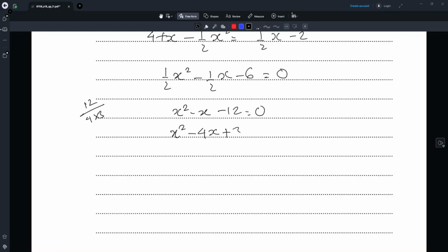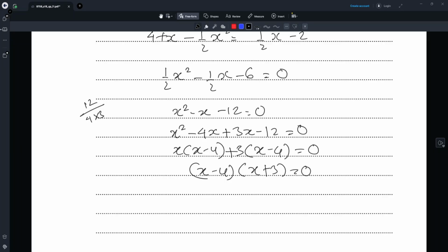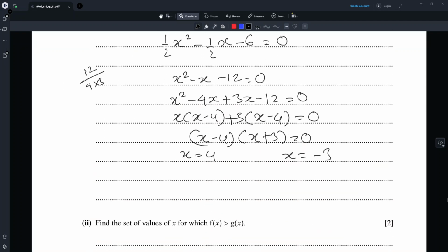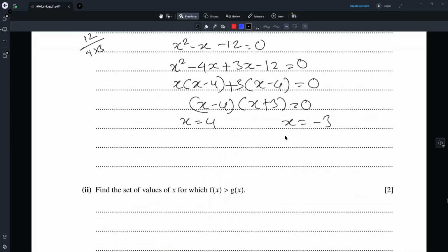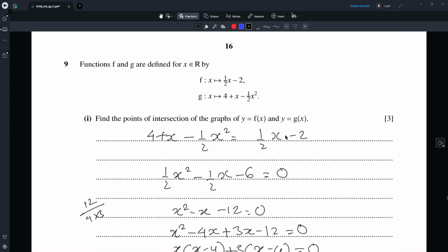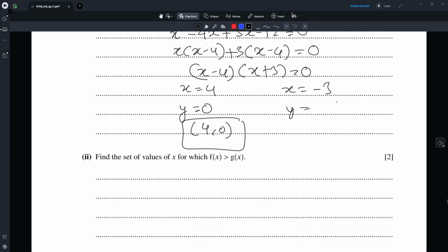So we have x squared minus 4x plus 3x minus 12 equal to 0, x minus 4 plus 3, x minus 4 equal to 0, x minus 4, x plus 3 equal to 0. x equals 4, x equals minus 3, and f of x equals half of 4 minus 2. So 2 minus 2 equals 0. And for that one, we have minus 3 by 2 minus 2, so we have minus 7 by 2. So we have the points with x equals 4 and minus 3, and y equals 0 and minus 7 by 2.